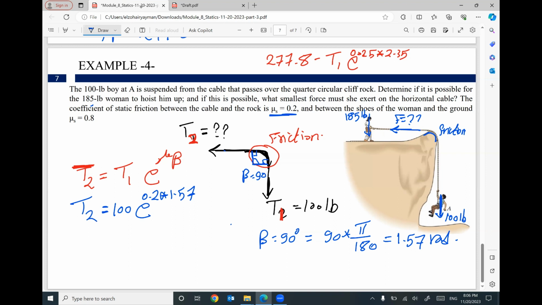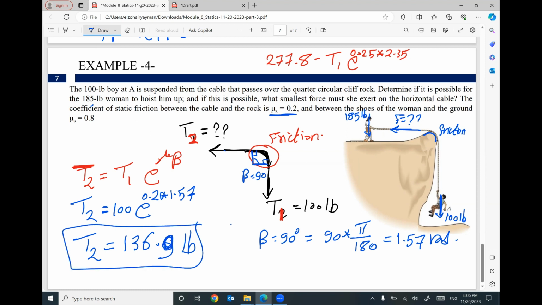So the value of T2 that must be applied by the woman to save this person will equal 136.9 pound. So this woman would like to apply a smallest value. This is the smallest value to make balance, just to hold this person, 136.9 pound.